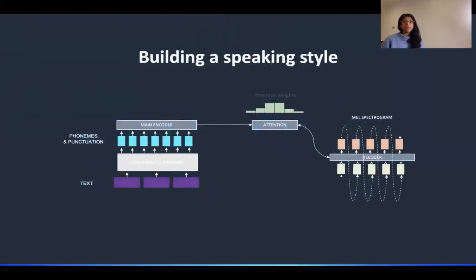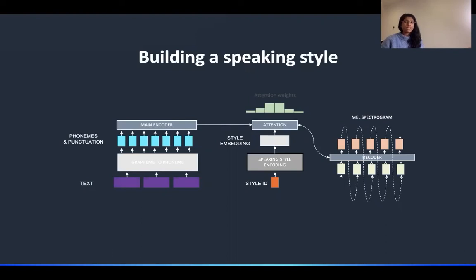So let's talk about the style information that we can get in a synthesized speech. The architecture is quite similar to what we have seen before. The only addition to it is the speaking style information that we add to the attention mechanism.